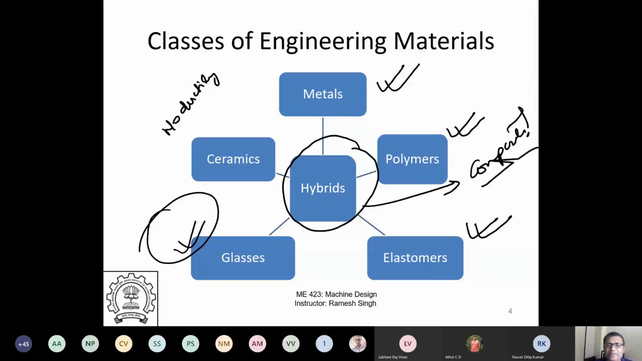Composite material is a classic example of hybrid, right? So composites are hybrids. Okay.